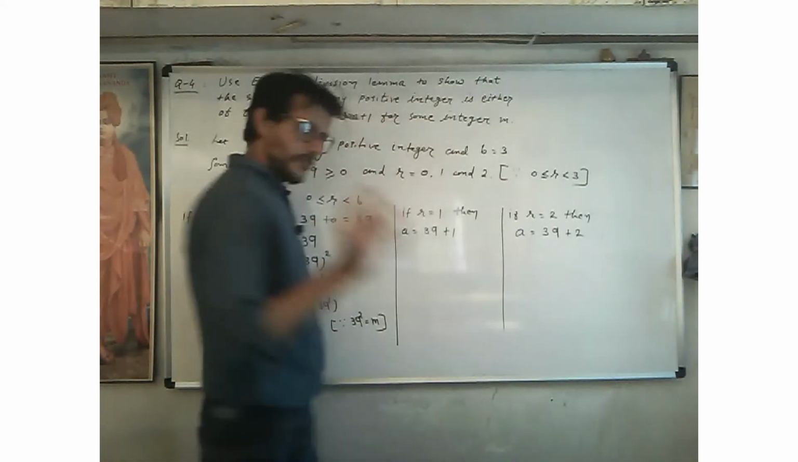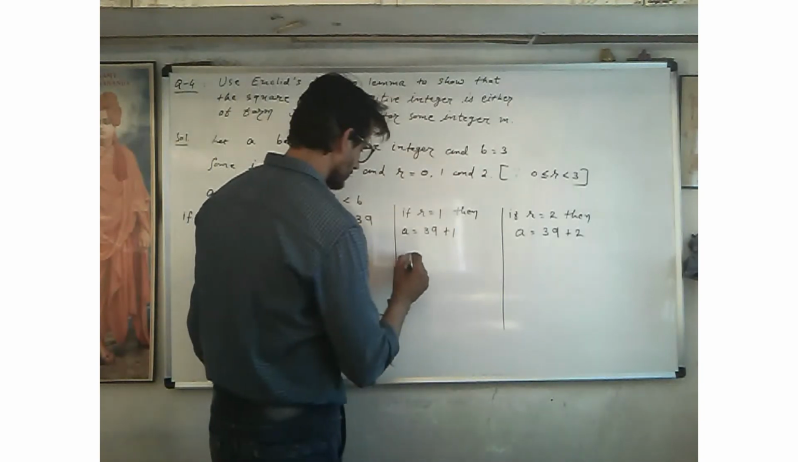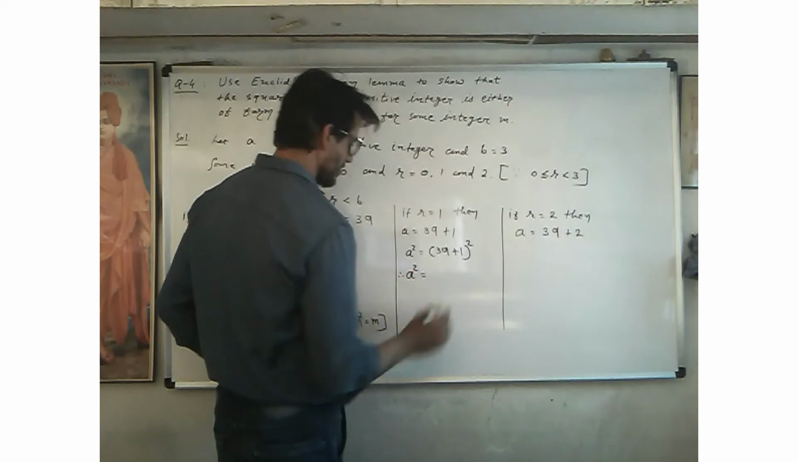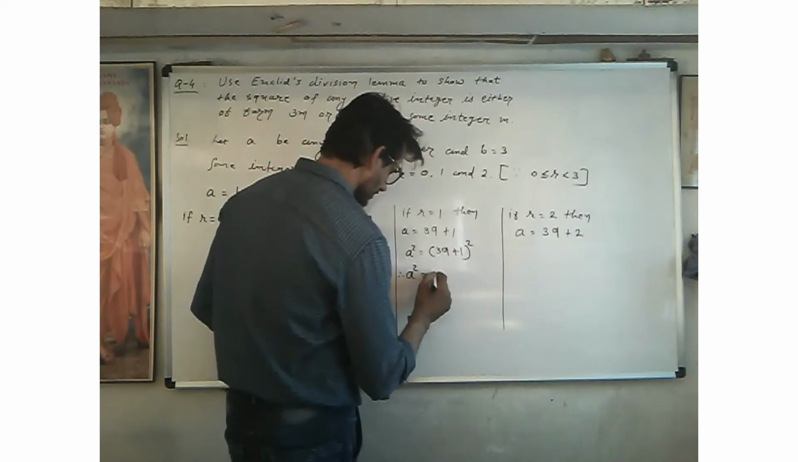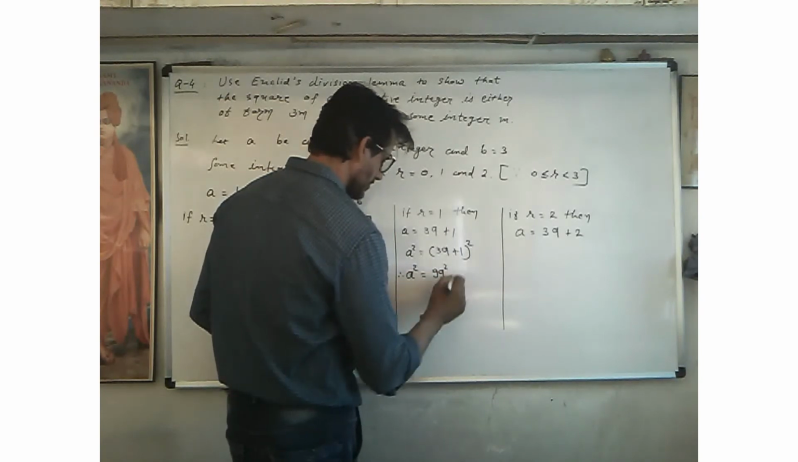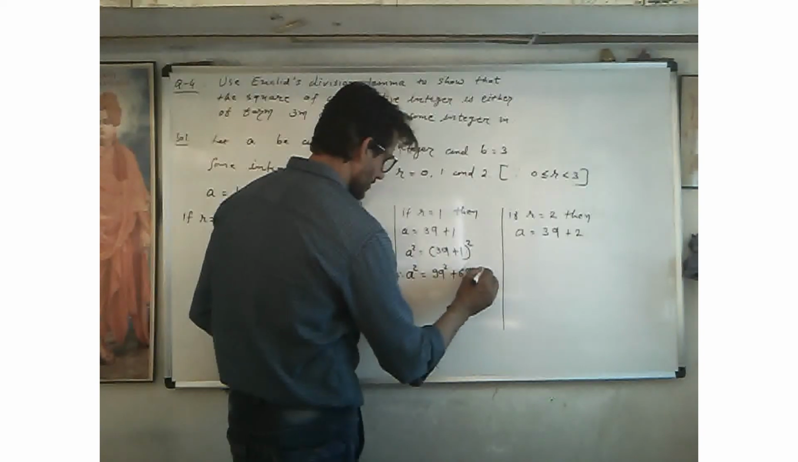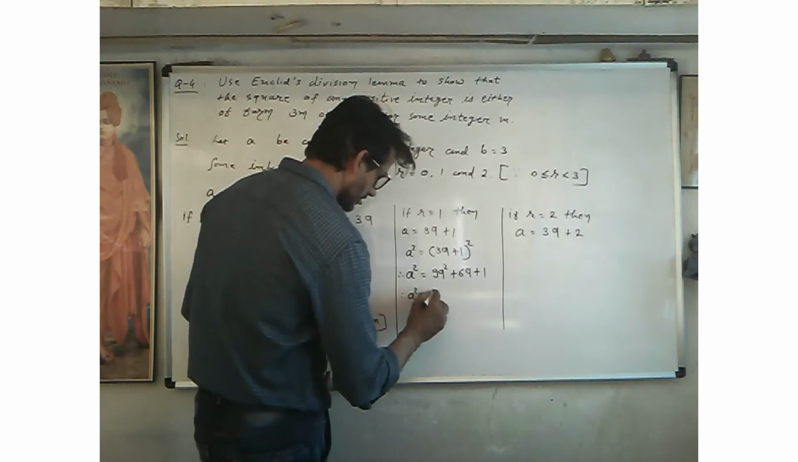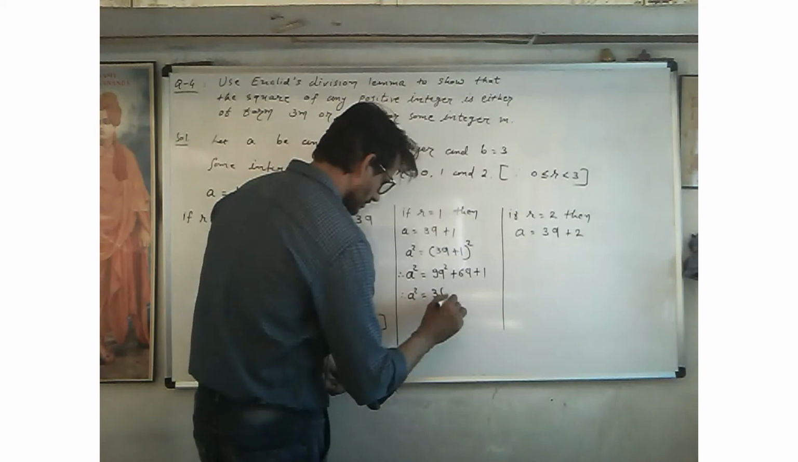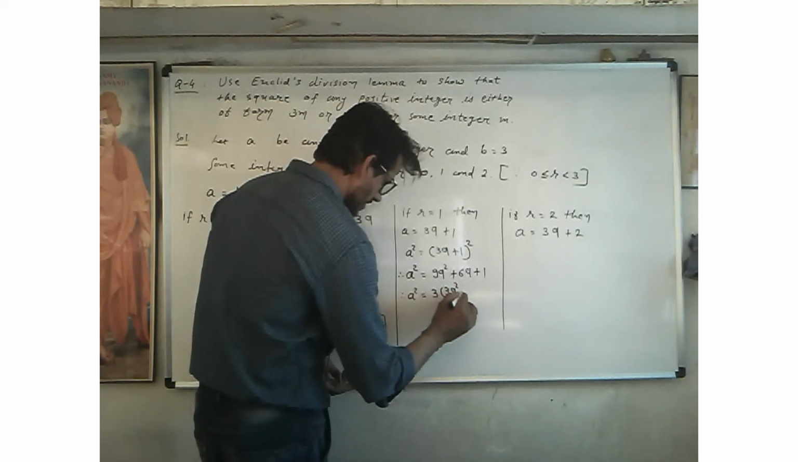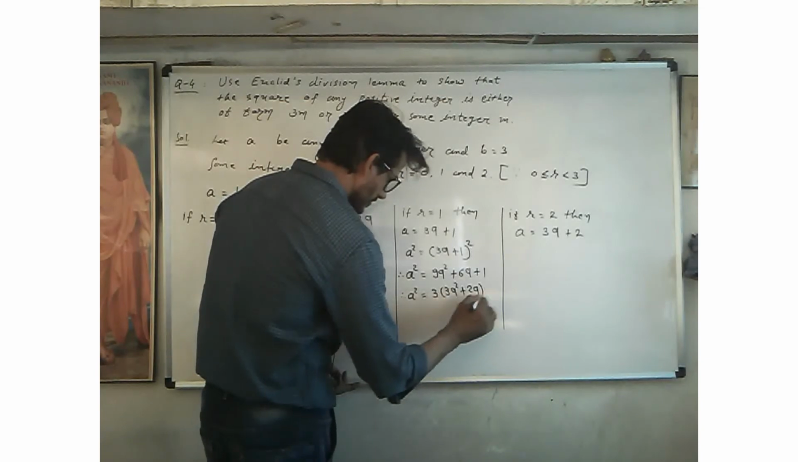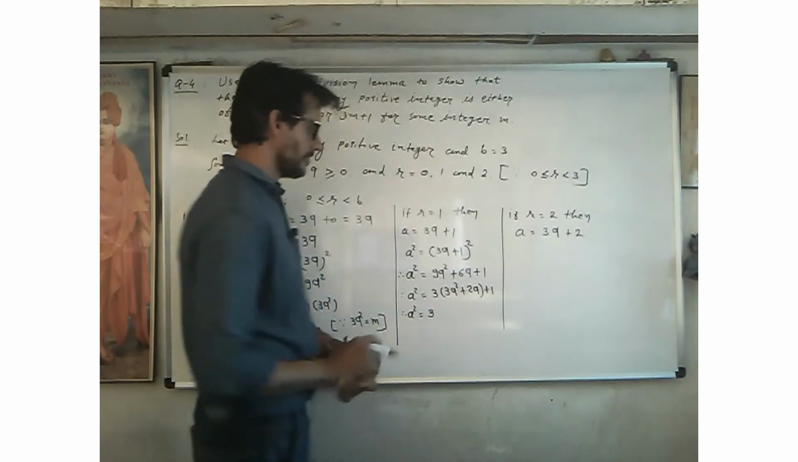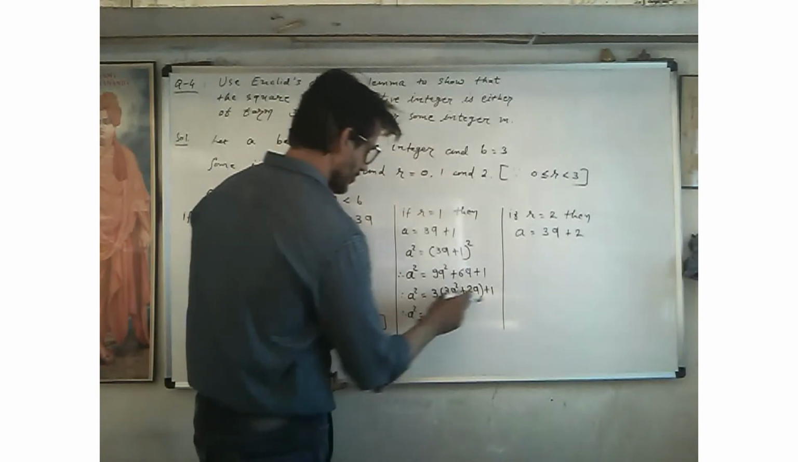As per the question, square both sides. a square is equal to 3q plus 1 whole square. That's why a square is equal to 9q square plus 6q plus 1. That is, a square is equal to 3 times 3q square plus 2q, plus 1. So a square is equal to 3m plus 1, putting m in place of 3q square plus 2q.